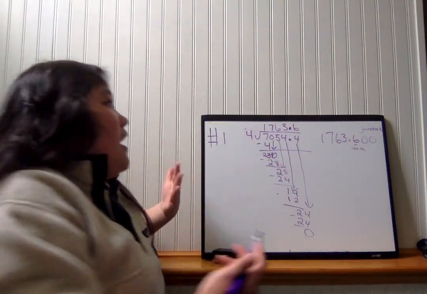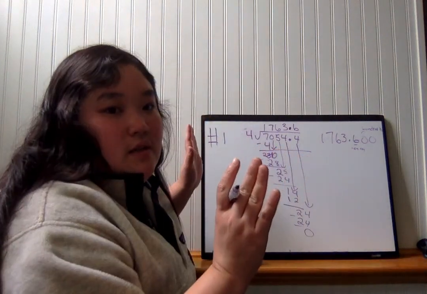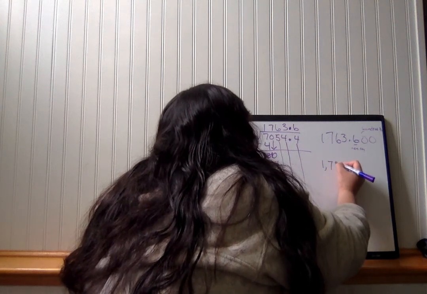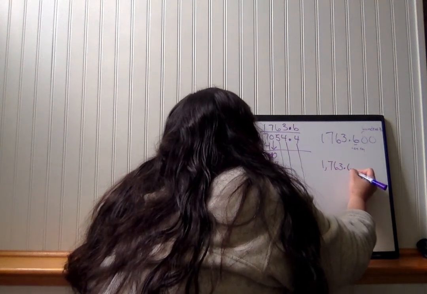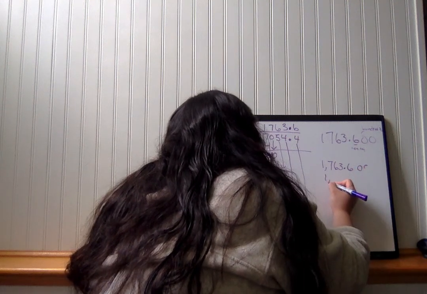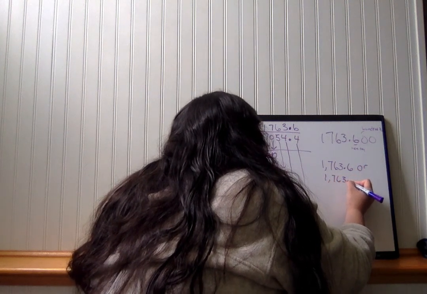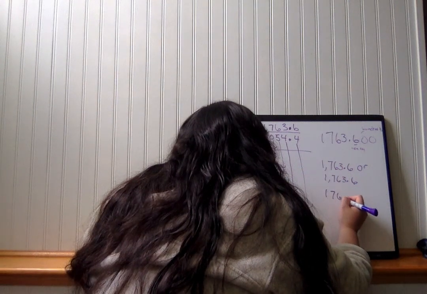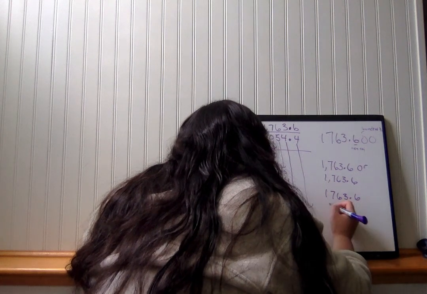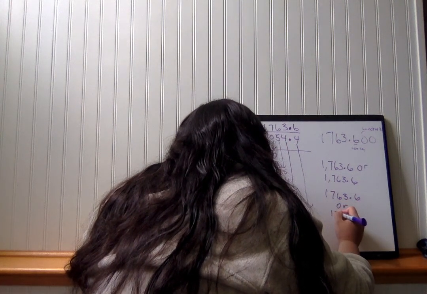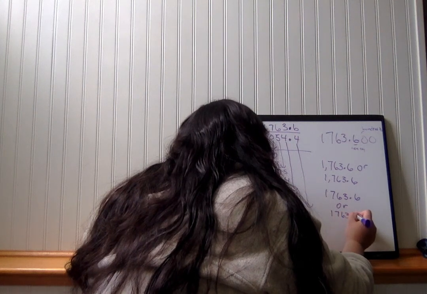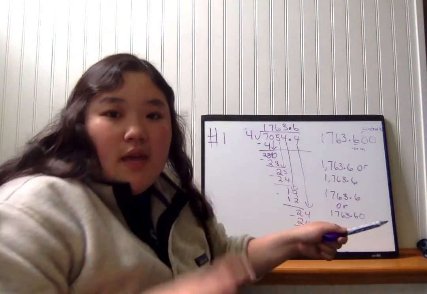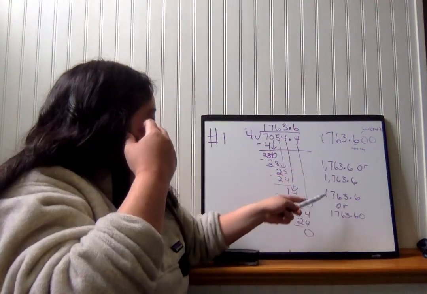So basically, our answer is, you can write it in, it will accept all these forms. You can write it as 1,763.6 or 1,763.6. Those work. Also, you could just write it like this. 1763.6 or 1763.60. All these answers, whichever one you want to type into the answer part online, any of these will work.